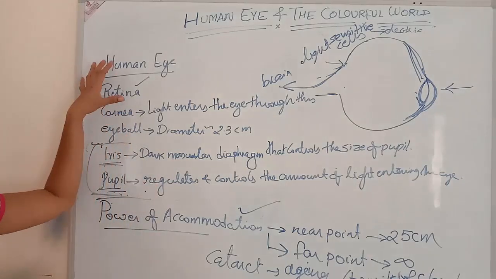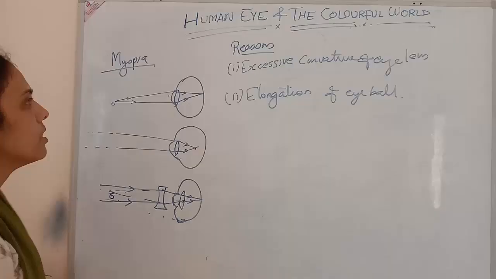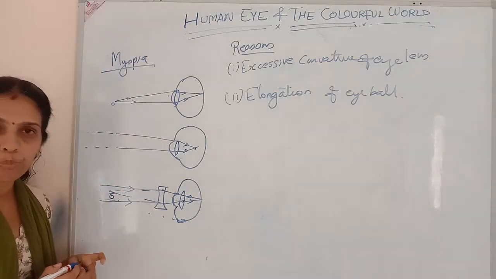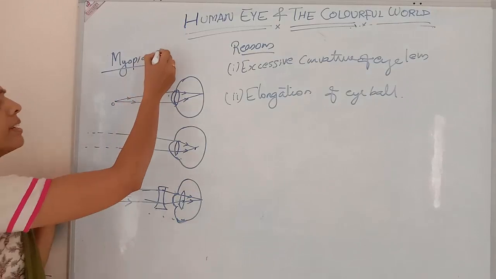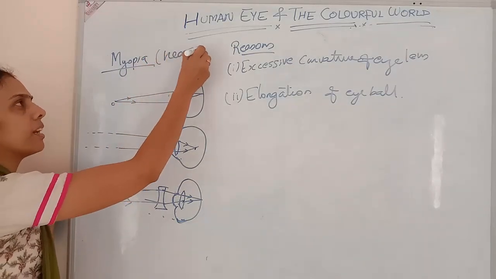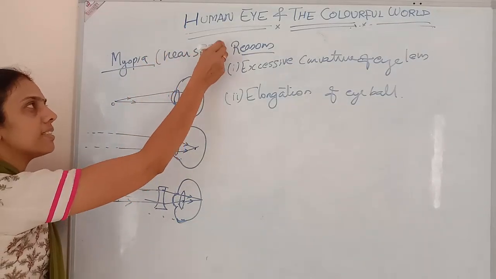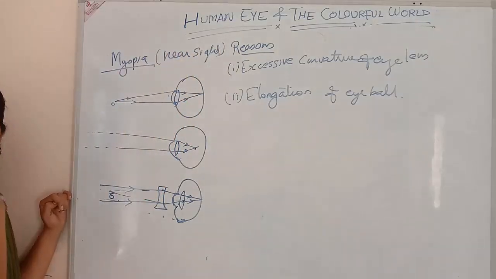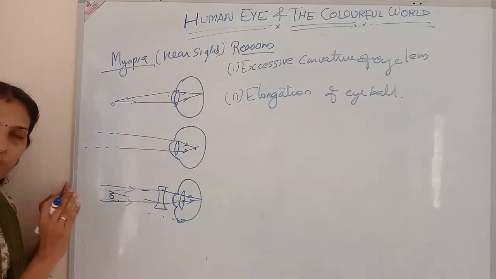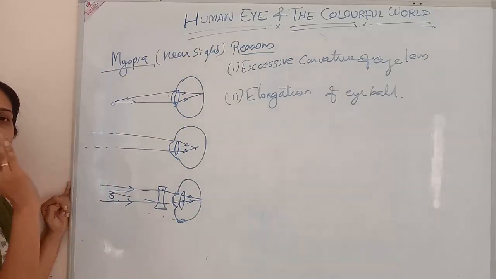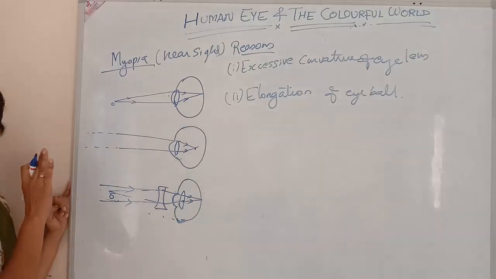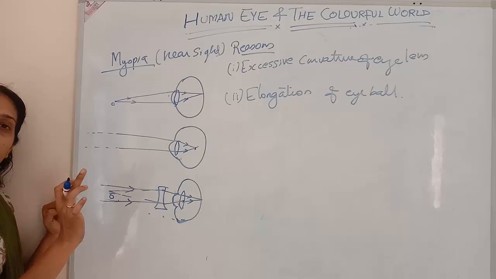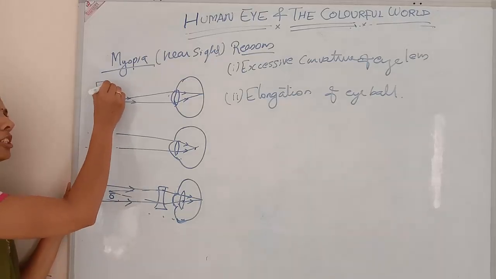Clear, this human eye and power of accommodation. Now the defects of the eye. Here first we are learning about myopia. Myopia means near sight. Near sight means we can see only the near object. That is nearsightedness, that is called myopia. We can see only near objects. Far objects we can't see. That is myopia.